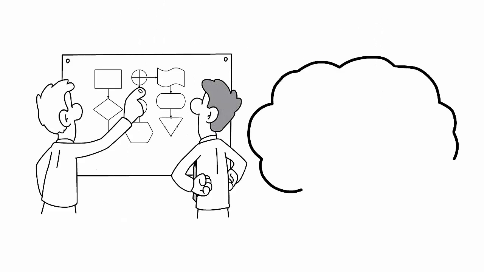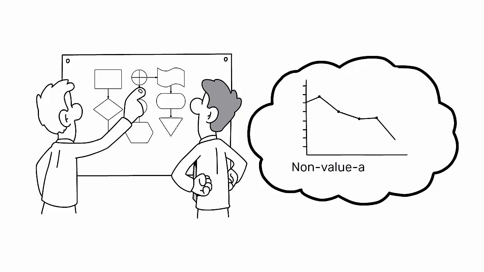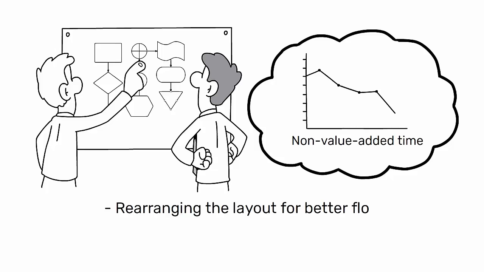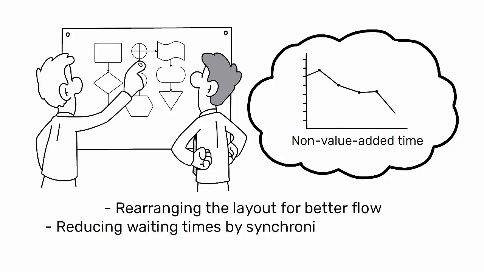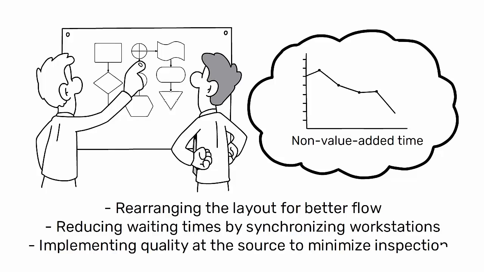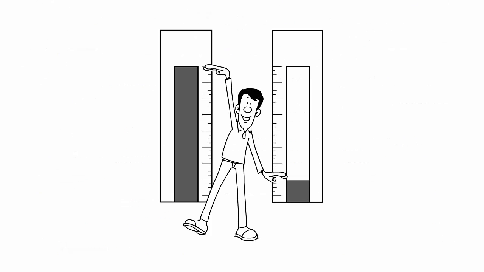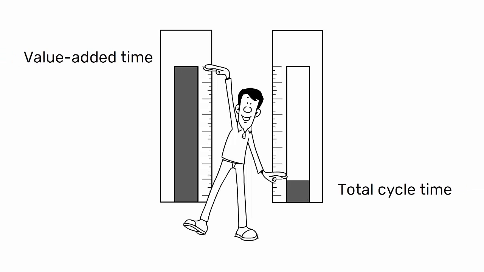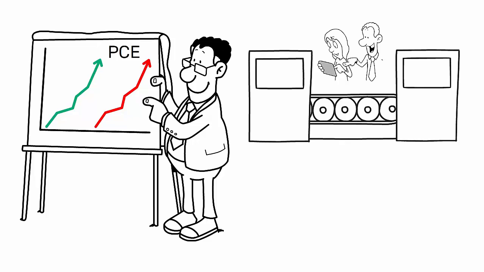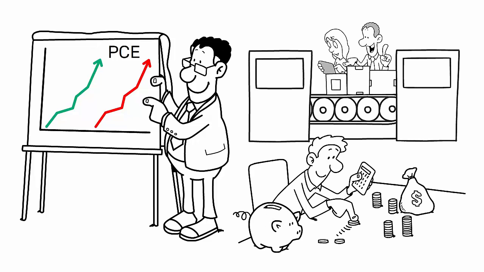To improve this efficiency, the manufacturer could analyze the process to find ways to reduce the non-value added time, such as by rearranging the layout for better flow, reducing waiting times by synchronizing workstations, or implementing quality at the source to minimize inspections. By increasing the value added time or reducing the total cycle time, the manufacturer can improve the PCE, leading to a leaner, more cost-effective operation.